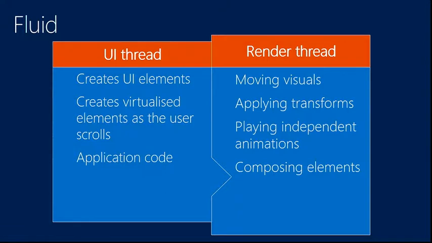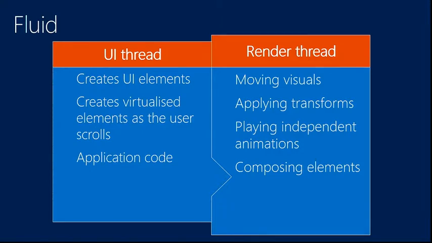We've got two threads involved here. We've got our UI thread, as we mentioned before. This is the same as before. We've got our three, but I've skipped out the last one. Our UI thread creates our UI elements, and so it creates more elements as the user scrolls around if we're using virtualization, and runs all our application code. The render thread, when we're scrolling, is moving all our visuals, so applying our transforms, playing our animations, and composing those elements. So when I'm talking about Fluid issues, we're talking about those black boxes you saw before.